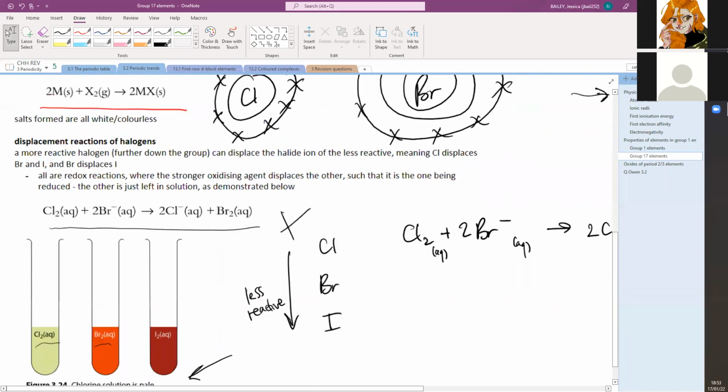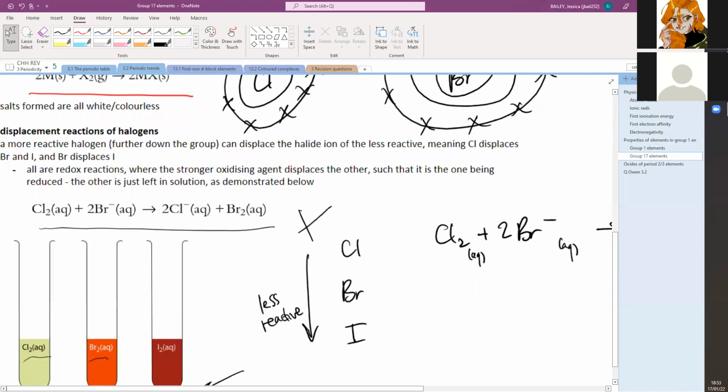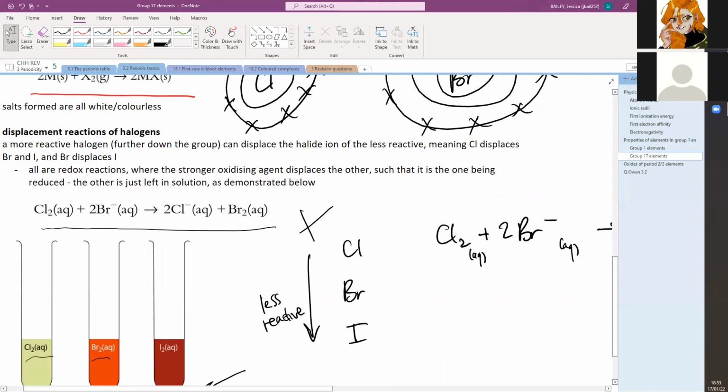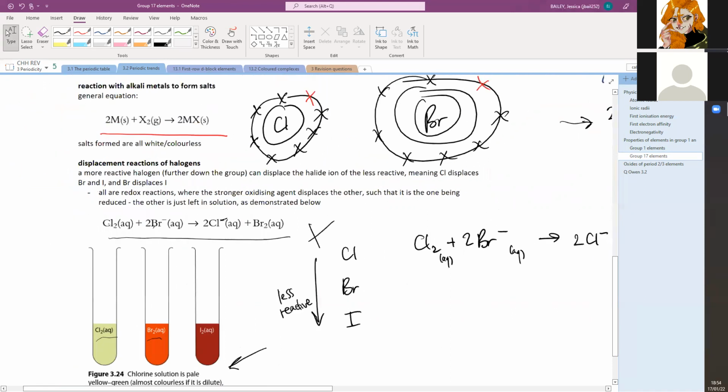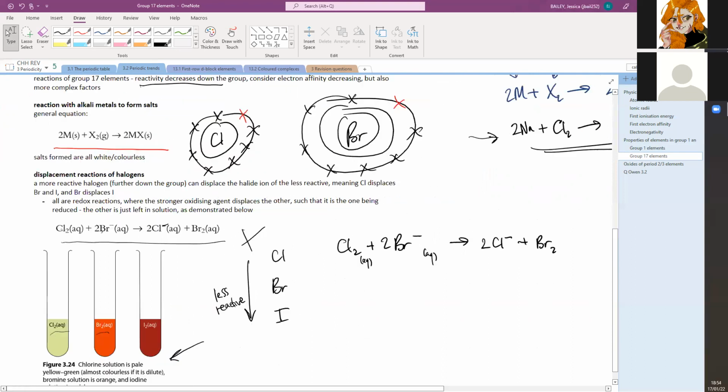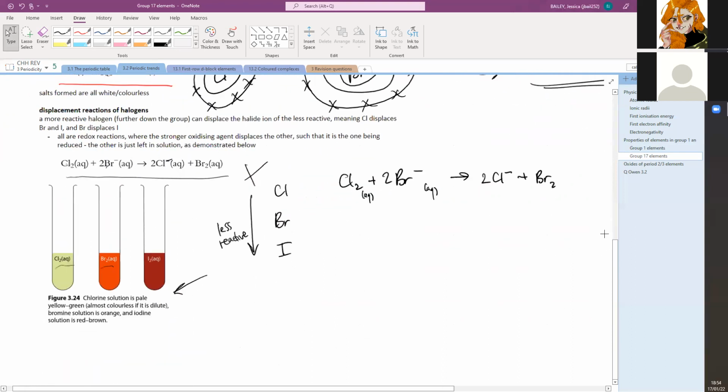Essentially, the more reactive you are, the more you want to steal other people's electrons if you're group 17, and hence, since chlorine's more reactive than bromine, it's taken those two electrons. So it's gotten a full outer shell now, and bromine's been forced to have an incomplete outer shell. But yeah, that's group 17 done. Any questions? Nope. All right.